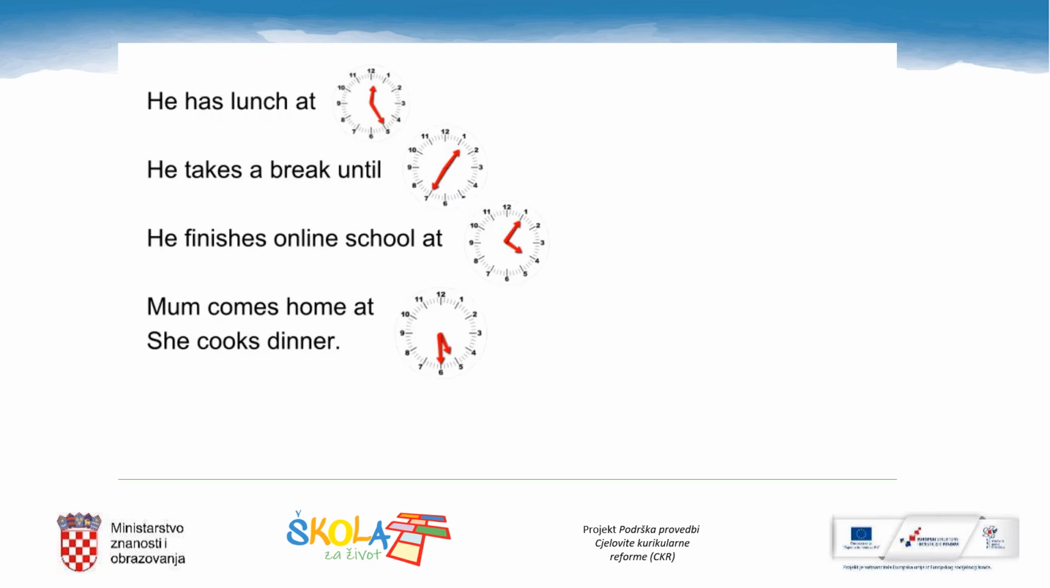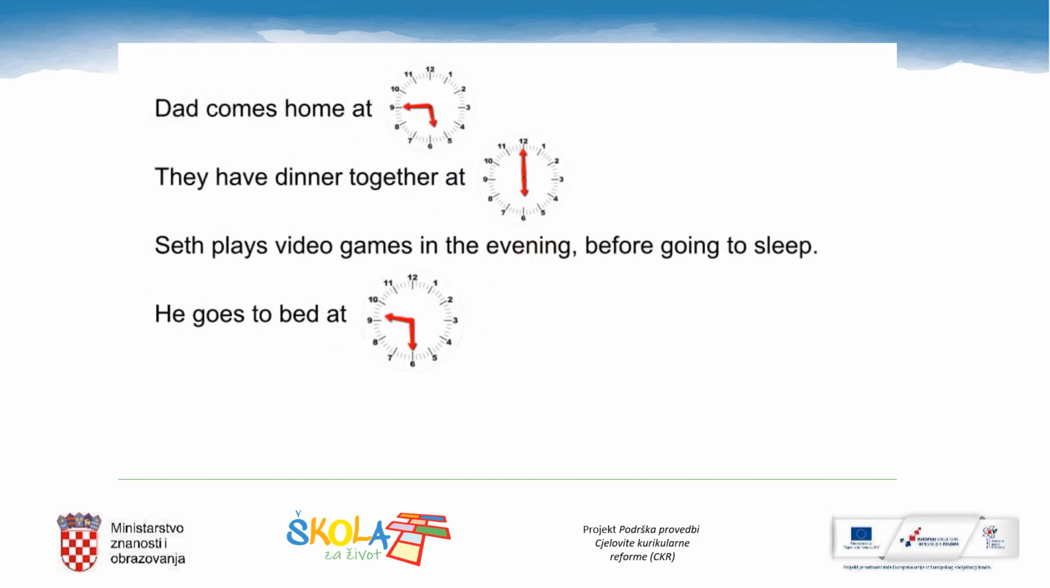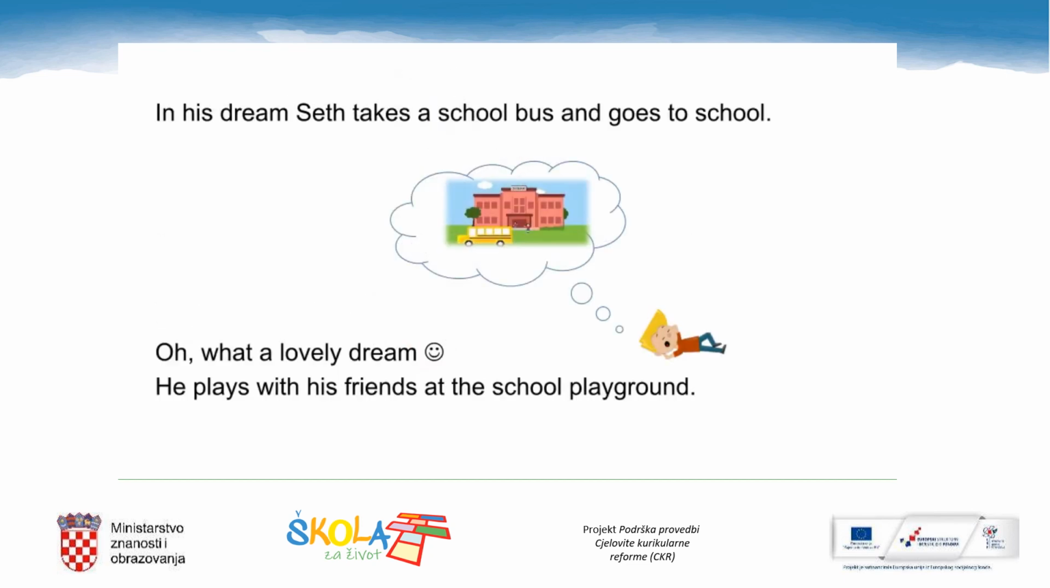Mum comes home at 5:30. She cooks dinner. Dad comes home at 15 minutes to 6. They have dinner together at 6 o'clock. Seth plays video games in the evening, before going to sleep. He goes to bed at 9:30. In his dream, Seth takes a school bus and goes to school. Oh, what a lovely dream. He plays with his friends at the school playground.